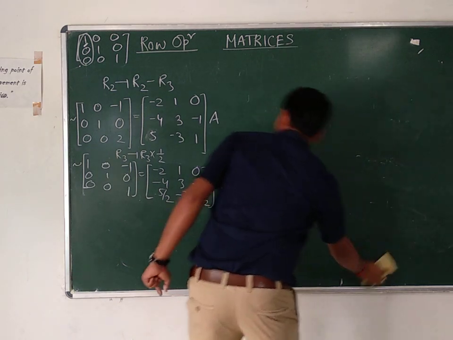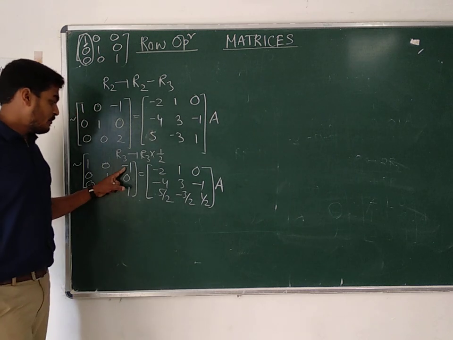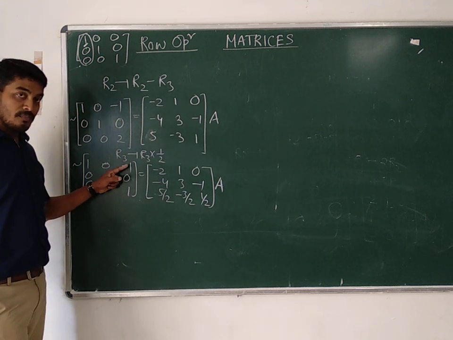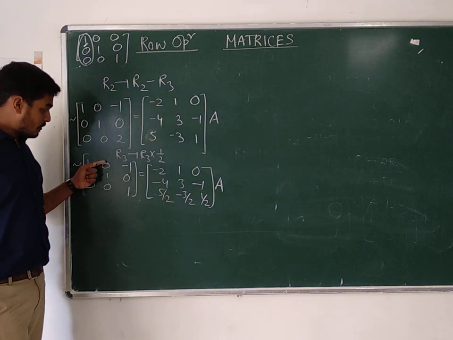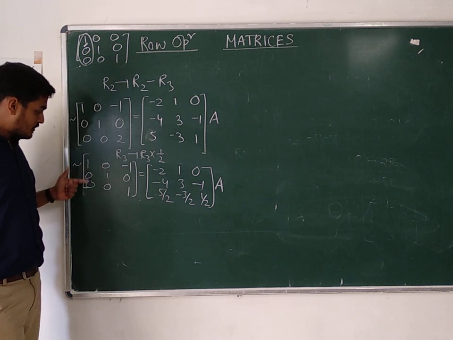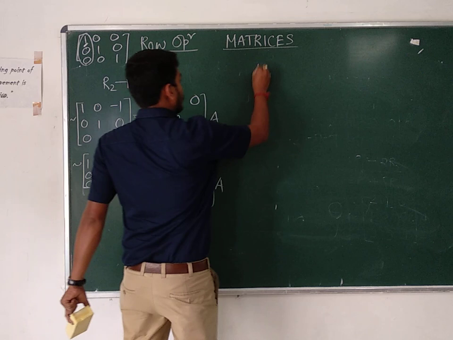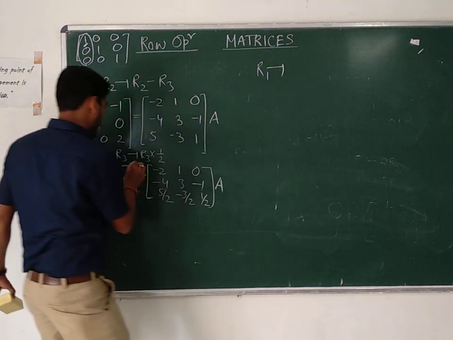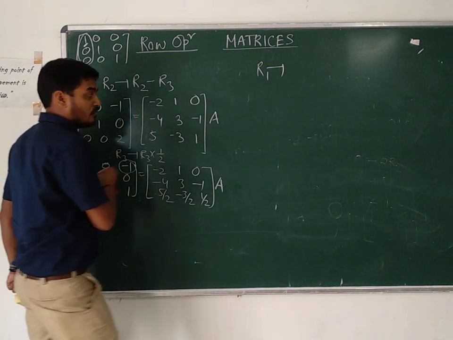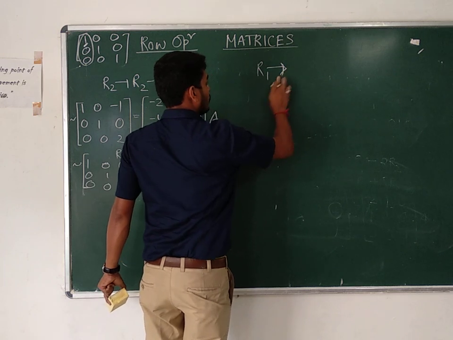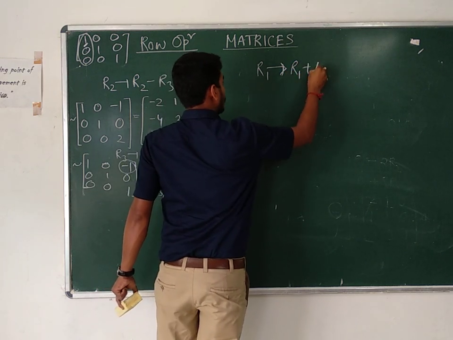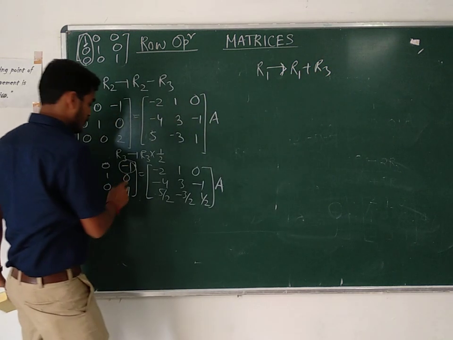Last step. I think you have got my point. Now how can you make it 0? By adding these two: row number 1 plus row number 3. Row number 1 plus row number 3 will become 1 of this, but it will become 0. So row number 1 stays the same, and we convert row number 1 by adding row number 1 plus row number 3.